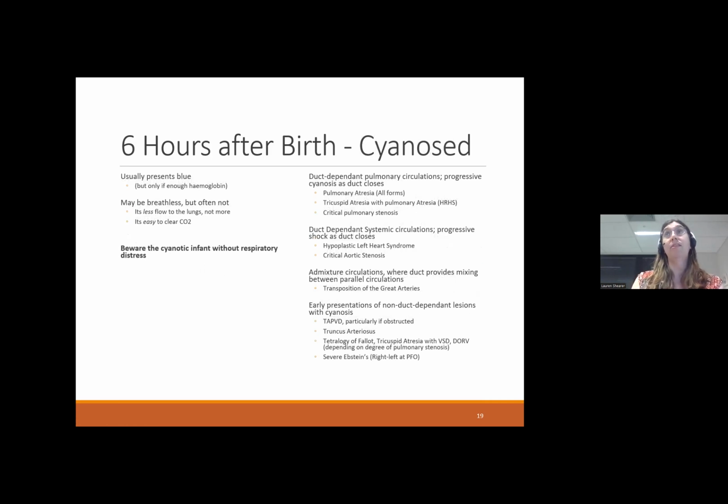So beware the cyanotic infant without respiratory distress. They are often not breathless, because there is less flow to the lungs, not more. And it's actually really easy to clear carbon dioxide. So they often won't necessarily present with tachypnea or working particularly hard.